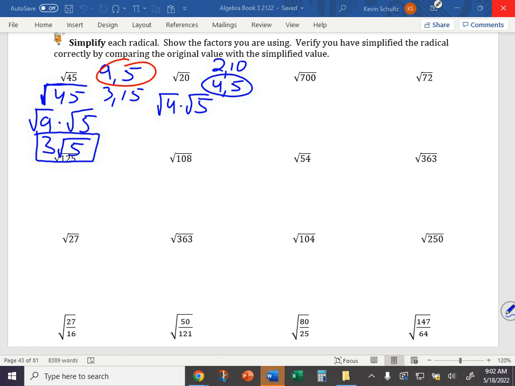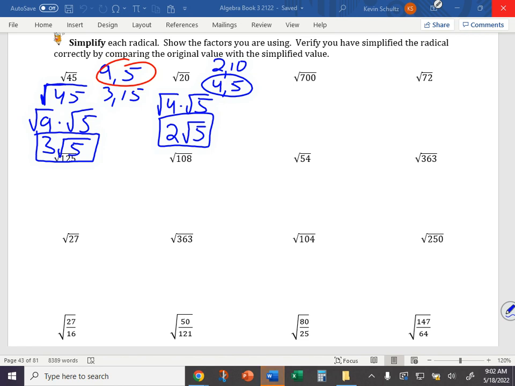Because how can this be simplified? Damien? The 4 is simplified to 2. Right, the root of 4 is 2. And then the root 5 we can't do anything with. We don't care. 2 root 5 would be our simplified answer.